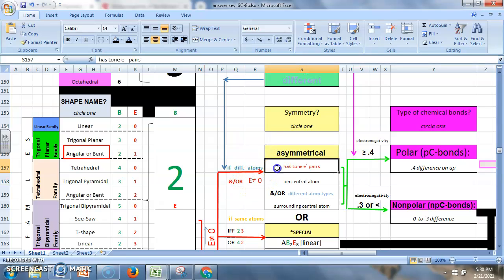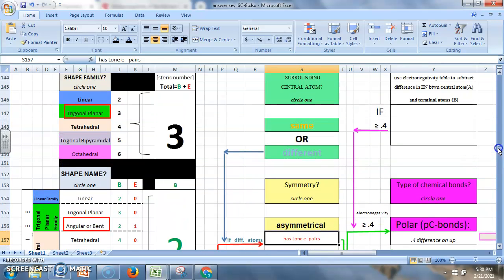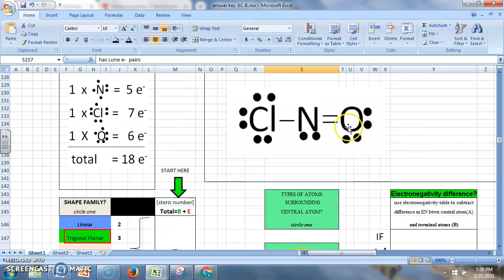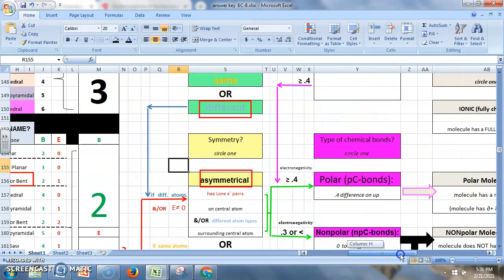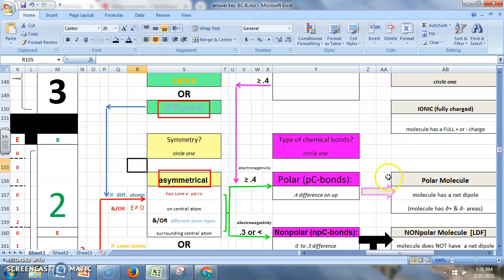In this case, our E is not 0. And we have the double asymmetrical thing going on because our atoms are different on the central atom. We have a chlorine and an oxygen. So the fact that we had one lone pair made it asymmetrical. The fact that we have different atoms also made it asymmetrical. So that's what I meant when I said it was kind of a double asymmetrical deal. So this molecule has a chance to be polar if it has polar bonds. For the molecule to be polar, we have to have polar bonds.